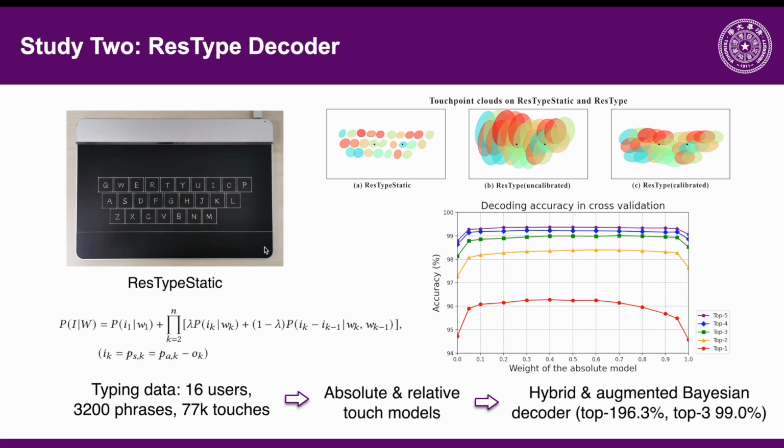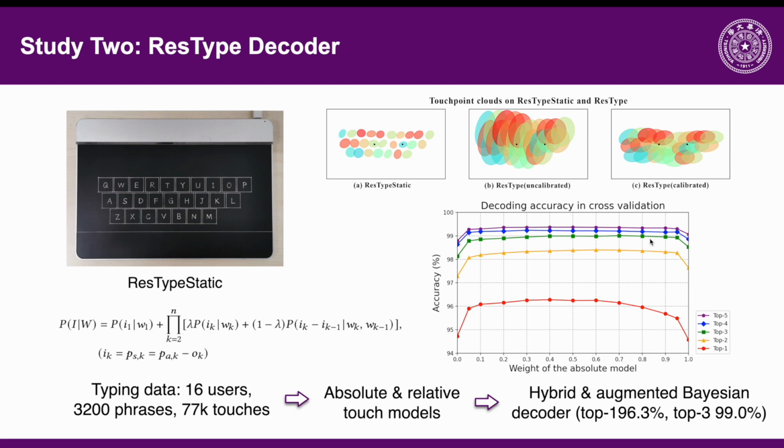We found that the touch points are significantly more dispersive on ResType, but this can be counterbalanced by calibration. This shows that users cannot locate keys accurately if they cannot see the keyboard layout, but it can be improved to some extent by calibration.